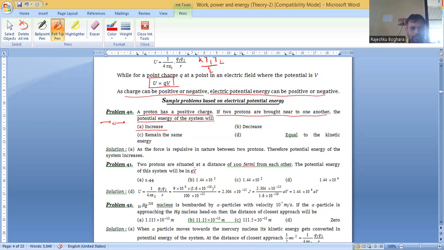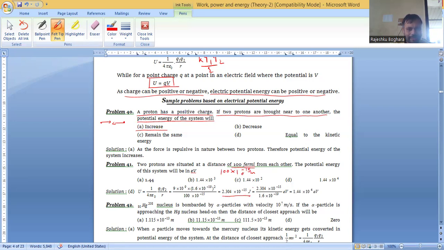Two protons are situated at a distance of 100 Fermi from each other. So 100 Fermi is 100 into 10 raised to -15 meter. The potential energy of the system of protons: K Q1 Q2 by R, K is equal to 9 into 10 raised to 9, charge on a proton is 1.6 into 10 raised to -19, Q into Q is Q square, R is equal to 100 into 10 raised to -15. So the answer is 2.304 into 10 raised to -15 joule.